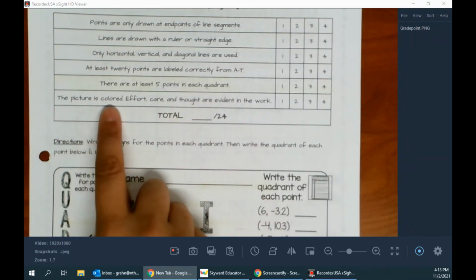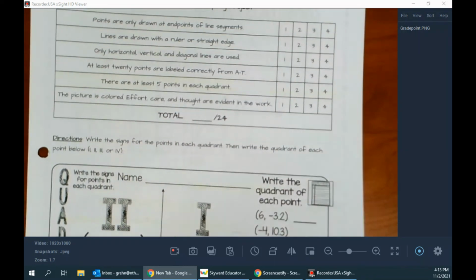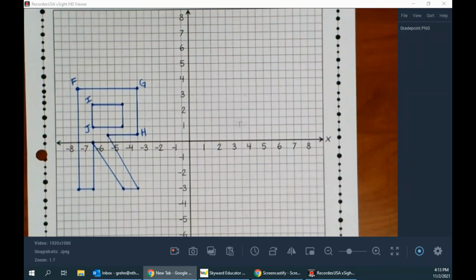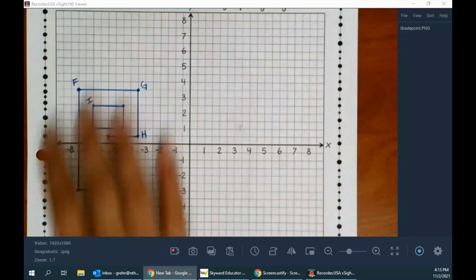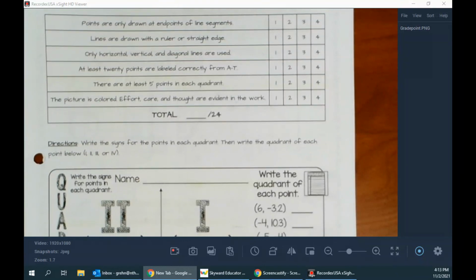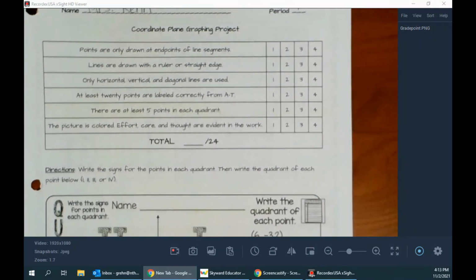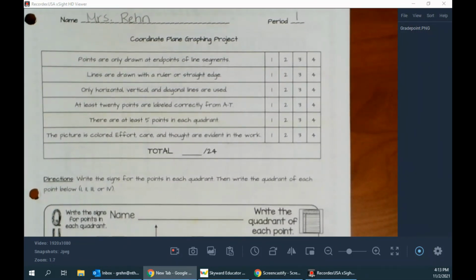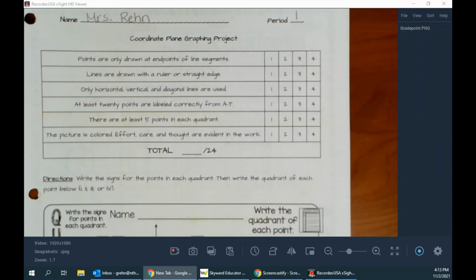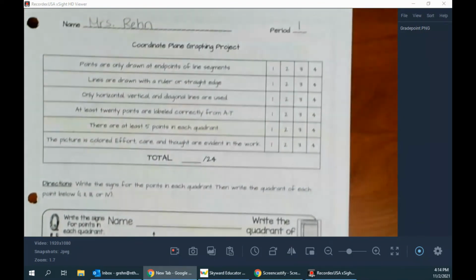The picture is colored. Effort, care, and thought are evident in the work. I haven't colored mine in yet because I'm not done, but once I'm done, I would go ahead and color in my picture to make it a final product and really look like I put effort and care into this project. Okay, so today you're going to start this project. Take your time with it. Make sure you're using pencil to answer these questions down below and also to create your drawing.